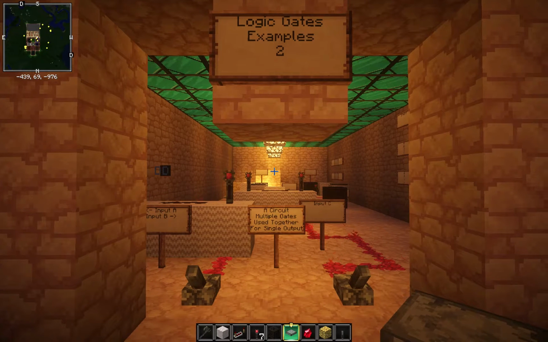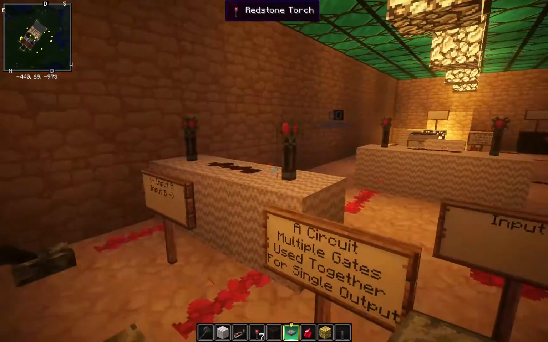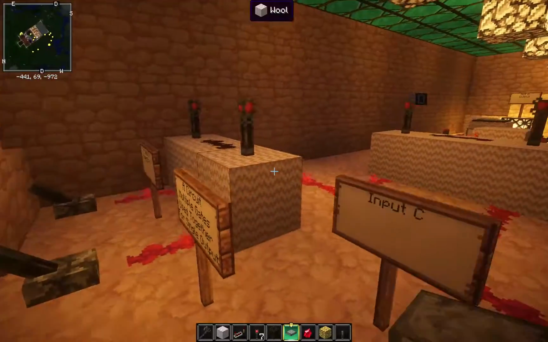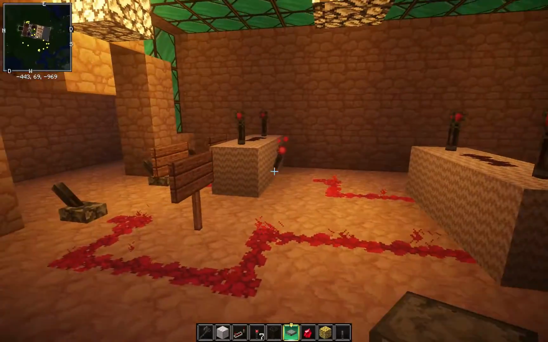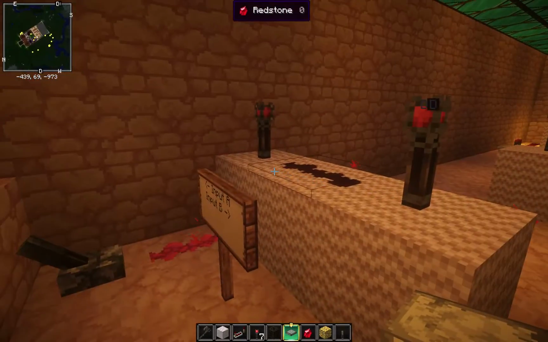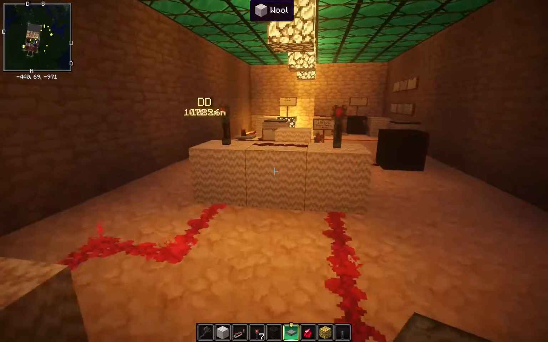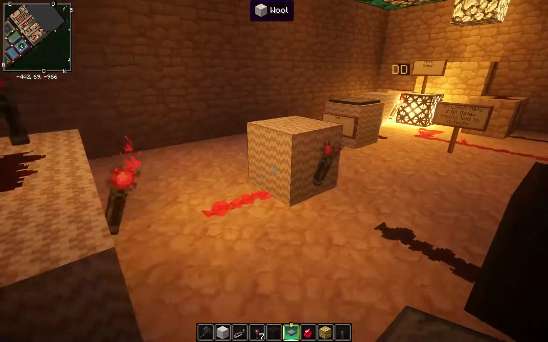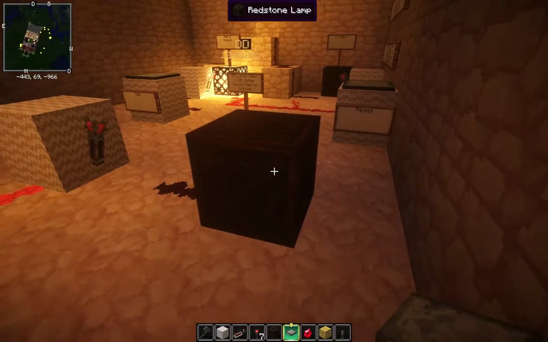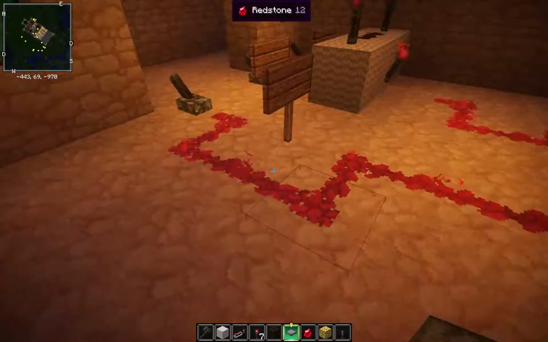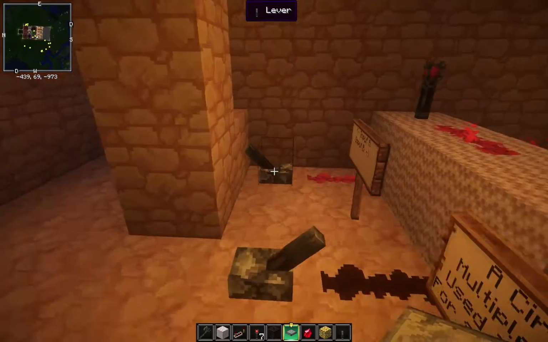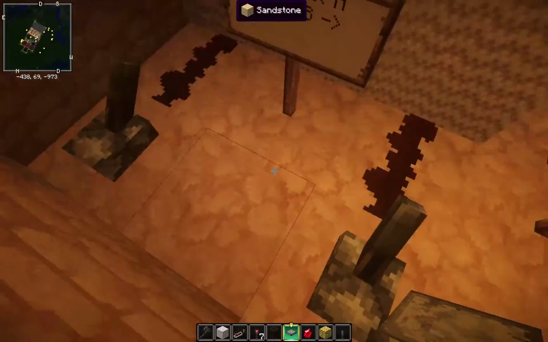In this one we're going to be talking about a circuit that uses multiple gates together for a single output and a flip-flop switch. So let's take a look at our first object, which is the multiple gate circuit. We've got an AND gate, we've got a simple input going to a second AND gate, and then we've got a NOT gate going to our output, which is a redstone lamp. So let's reset this so that they're all off.